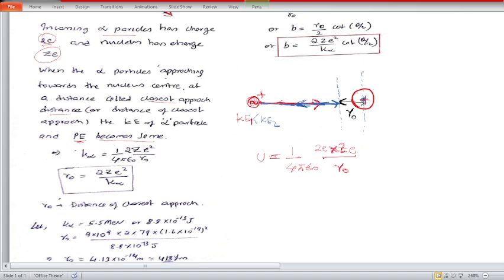If you are considering force, then it is 1 by 4 pi epsilon 0 into 2e into Ze by r square. Okay, r0 square at that point. So when it is r0, in general, you can write this for any distance. For any distance, it will be r: 1 by 4 pi epsilon 0 into 2e into Ze divided by r. And when it is at the closest approach, this will become r0.